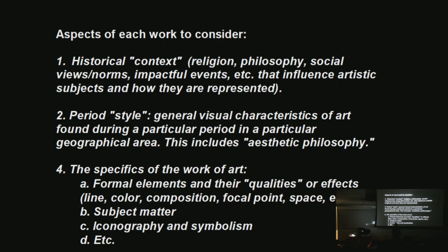Along with formal elements, though, we also want to be thinking about what is the subject matter? Why did they choose that subject matter? Right off the bat, we get a lot of Christian subject matter and a little bit of Greek or Roman mythology, and then later on you start to see more portraiture and a little bit more genre scenes, meaning everyday ordinary scenes. We also want to be thinking about what's called iconography and symbolism. Does anyone know what those terms mean? They're oftentimes used synonymously in early art history classes.